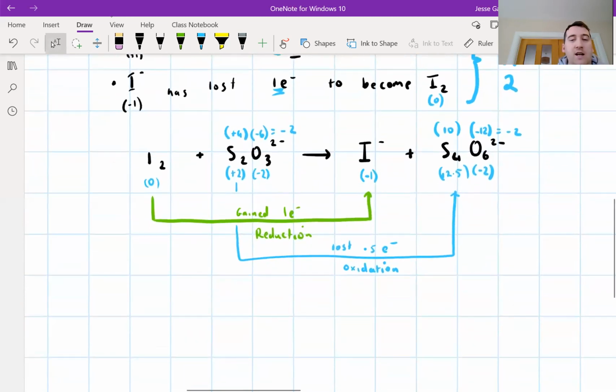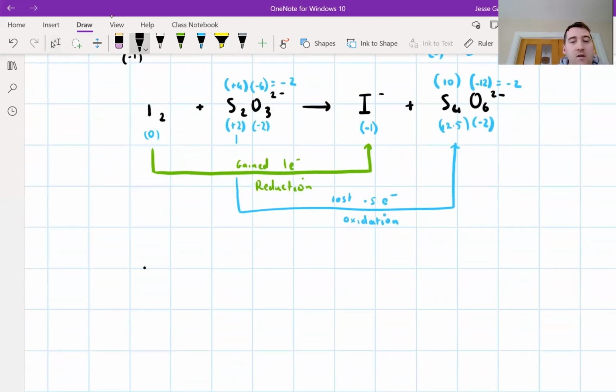All right, so the first thing to clarify is to write down what's happening. I2 has gained 1 electron to become I minus. Okay, so that's what happened, gained 1 electron.